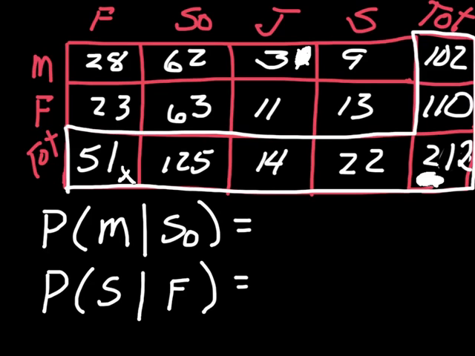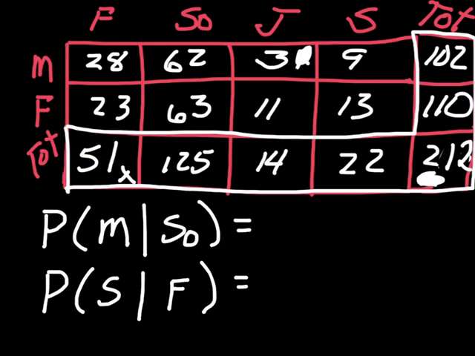But now, what if I ask you the question, what's the probability that a student is a male given that he's a sophomore? Or a student is a senior given that they're female? So once you think about that and which parts of the contingency table you would use, write an answer down and then turn the video back on and check it.